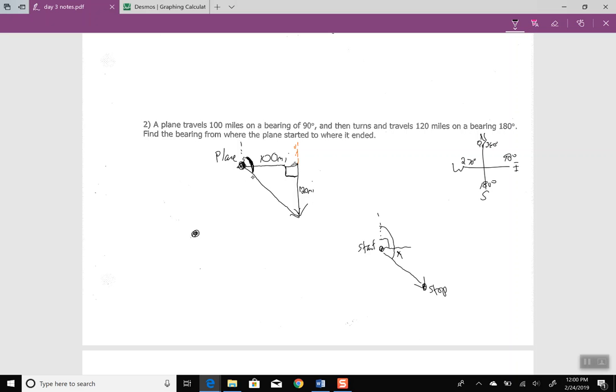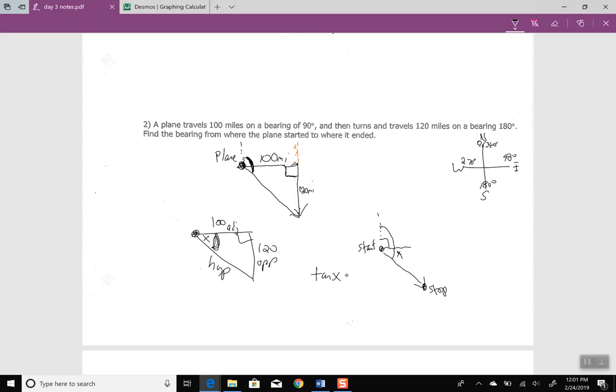I want to figure out this angle right here. We'll call it x. This is 100. This is 120. Mark it. Here's the hypotenuse. Here's the adjacent. And here is the opposite. So I want adjacent and opposite. So that's going to be tangent.